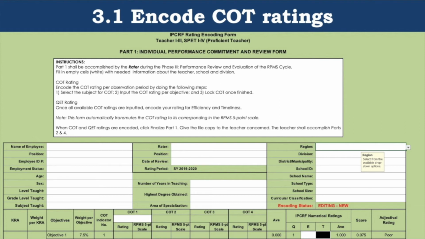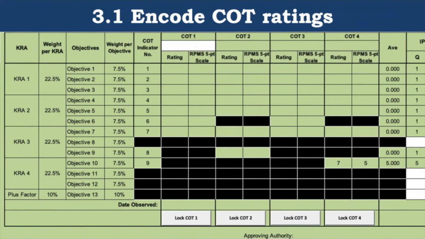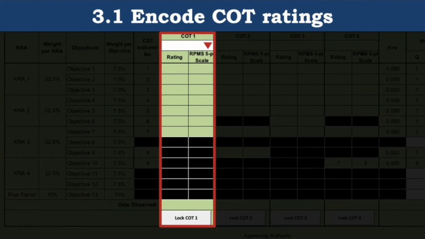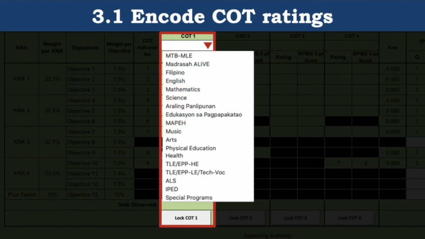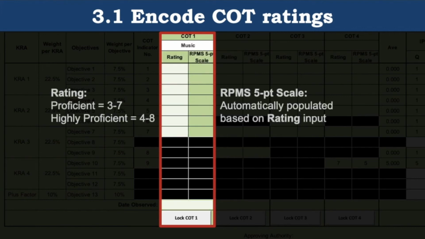Below the ratee's information, we have 4 COT columns. Let's focus on the first one. At the beginning, all COT columns are disabled except for COT1. You will know that this is enabled because you have a cell at the top that's colored white. This allows you to select a drop-down option from among the identified subjects. Once you select a subject, the rating column will be enabled.